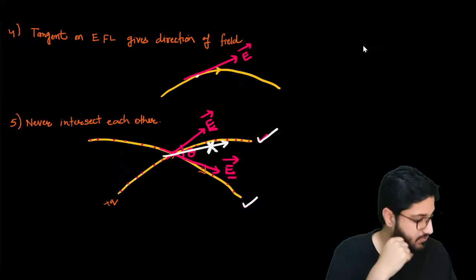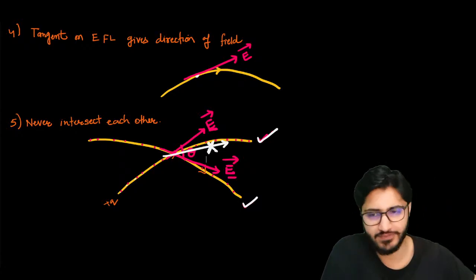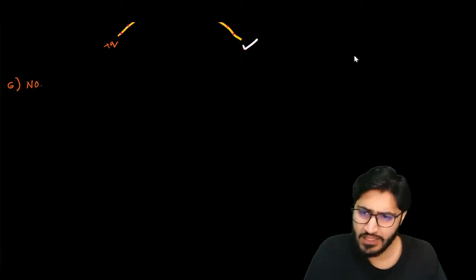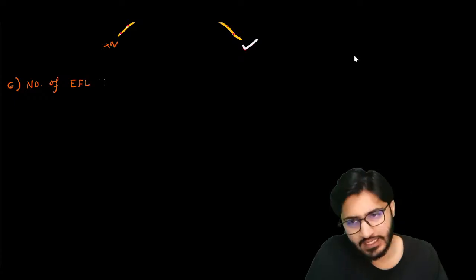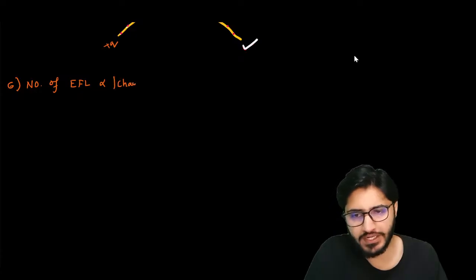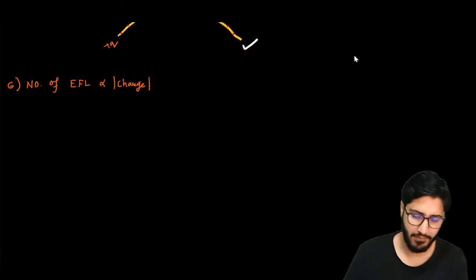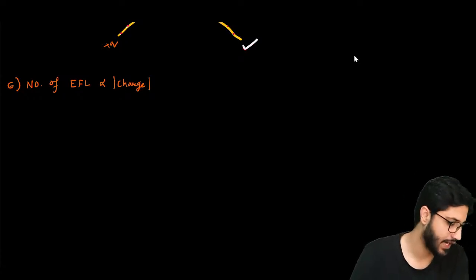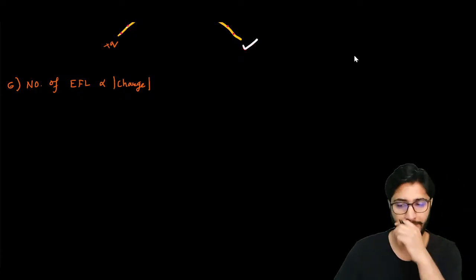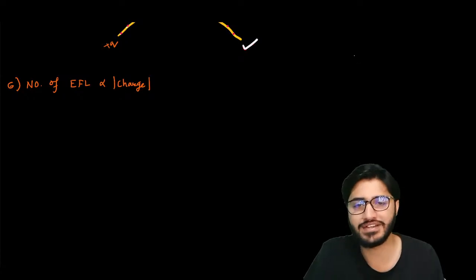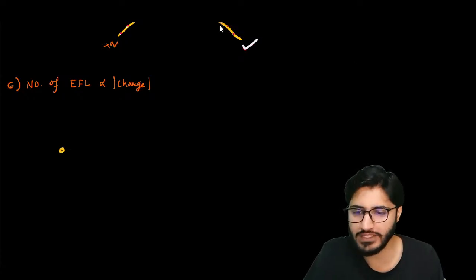Next point, point number 6. Point number 6 is: the number of electric field lines, or electric lines of force, is directly proportional to the magnitude of the charge. It simply indicates that, look, beta, if we have charges here, let's suppose my Q1 is here and my Q2 is here.